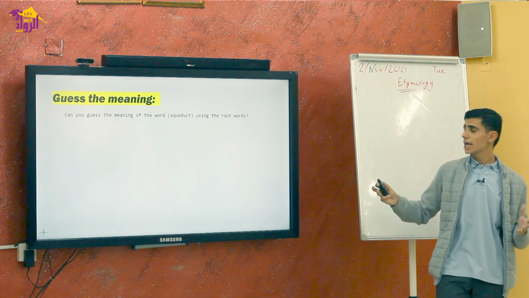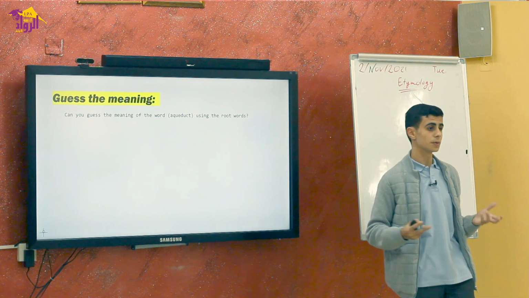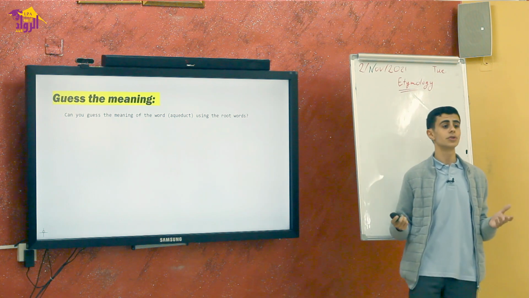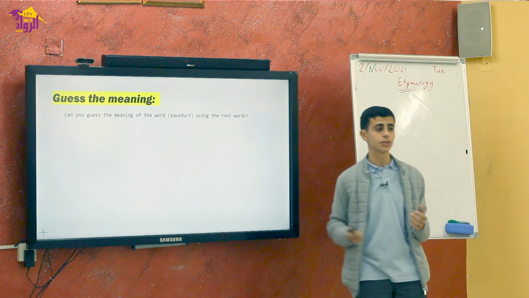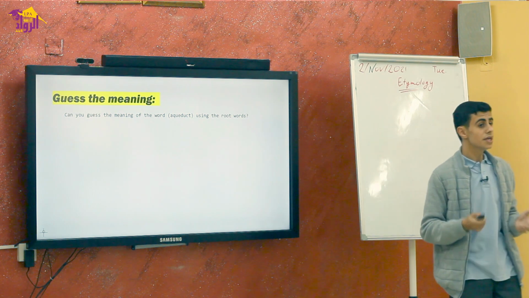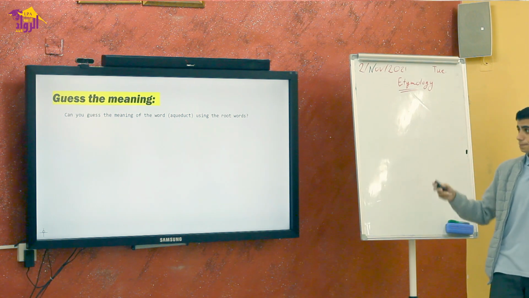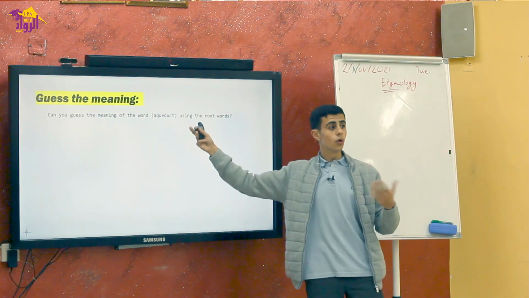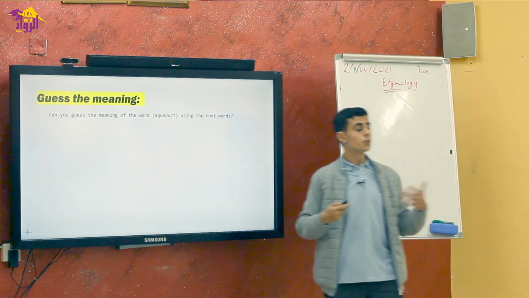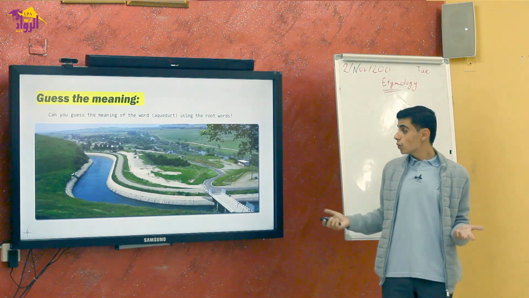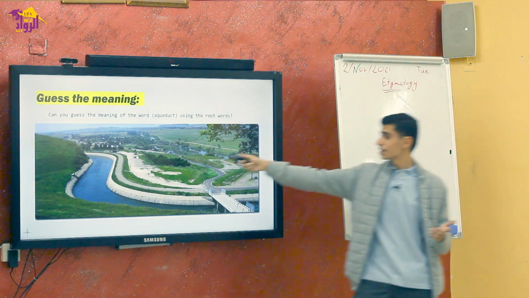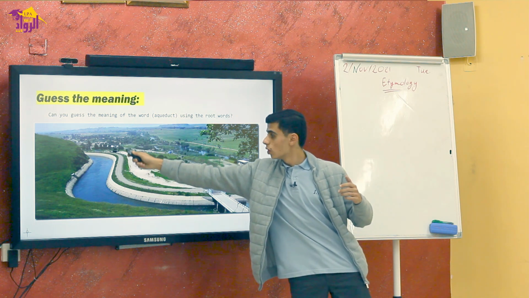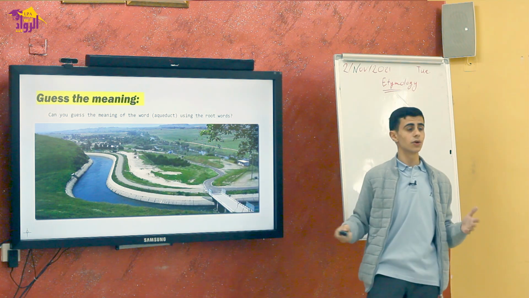Now, we can look at an example of how etymology can help us in our everyday lives. For example, if you're reading into Roman history and you encounter the word aqueduct, well, you can guess the meaning of that word using the root words that we discussed earlier. The word aqua meaning water, and duct meaning to bring or to give. And an aqueduct is just that. It's a man-made channel that helps us bring water from one place into another, be it a city or a town.